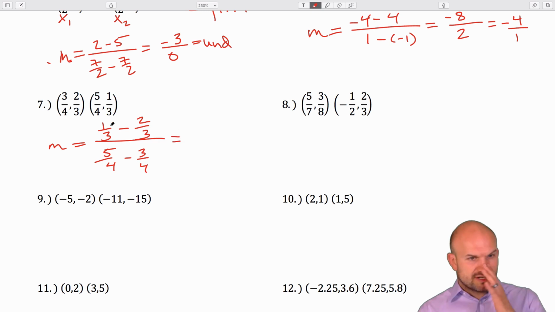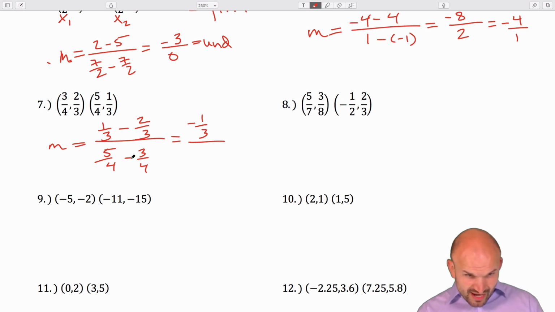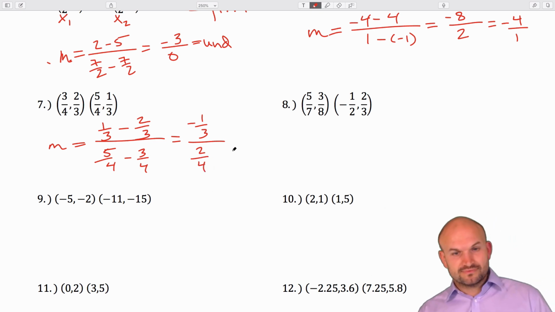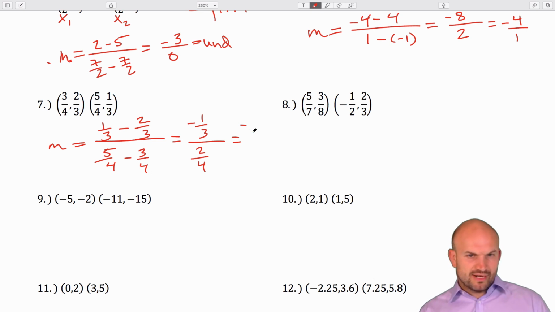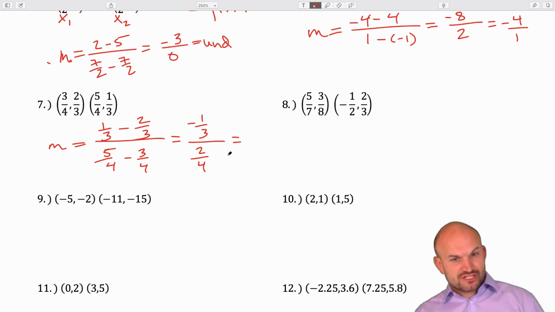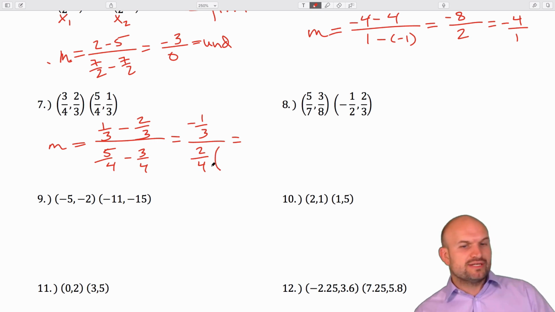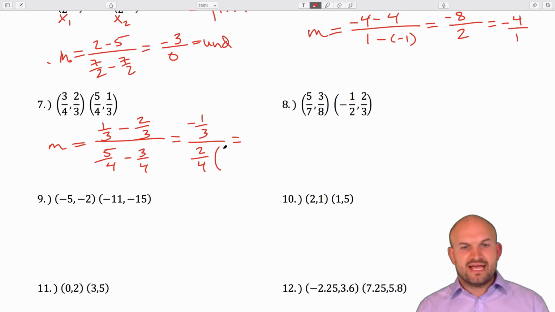Okay, since the denominators are the same, I get a negative 1/3 divided by 5/4 minus 3/4. That's going to be a 2/4. Now I can just reduce that to a 1/2. So this is negative 1/3. Now I could reduce it down to a 1/2, but for the sake of my work here, remember when you're dividing by a fraction, I want to get rid of a fraction divided by a fraction, I can get rid of this by multiplying by the reciprocal. And 2/4 is the same thing as 1/2.